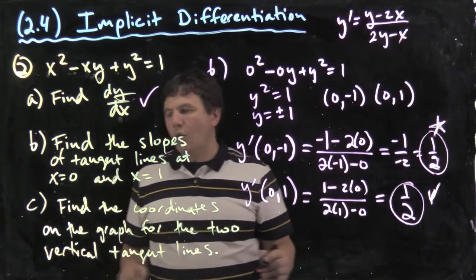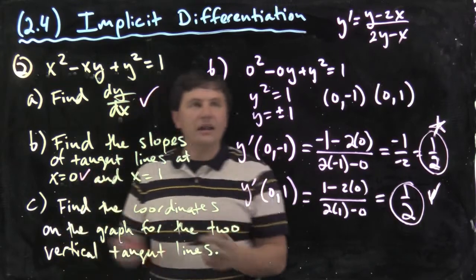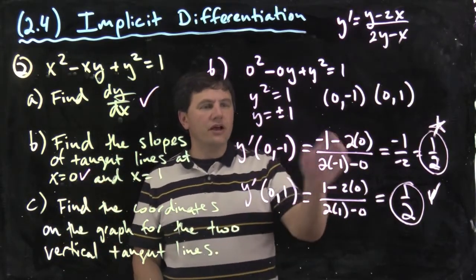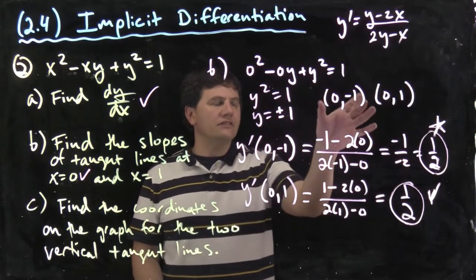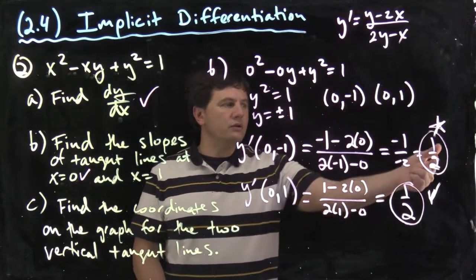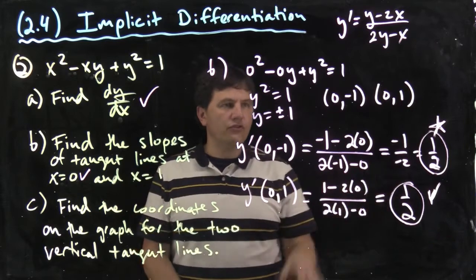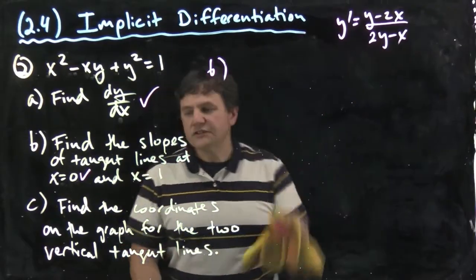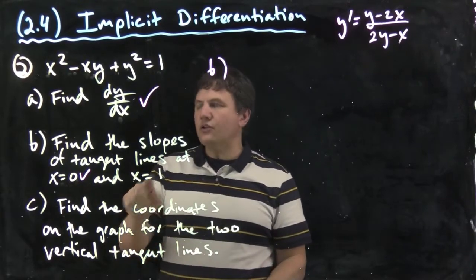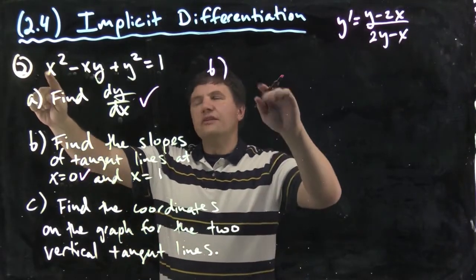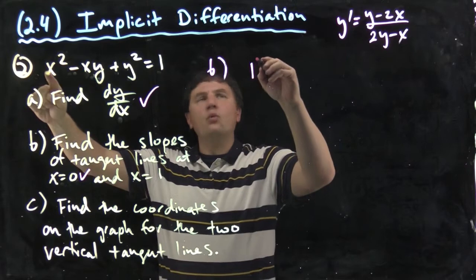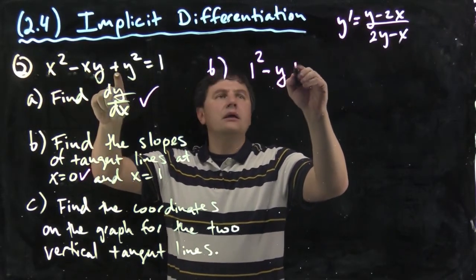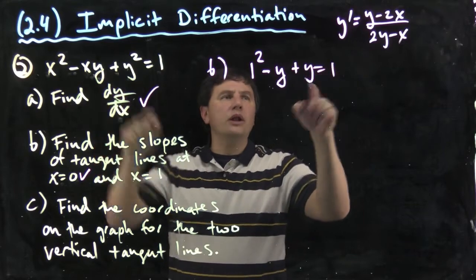Okay, so we're done with this one. Let's move on to x equals 1. We're still on part B. We just did the tangent lines for our 2 points where x equals 0: (0, -1) with slope 1/2, and (0, 1), which also was 1/2. Now let's do x equals 1. Everywhere I see an x, I'll plug in 1. So 1 squared minus 1 times y, that's going to be y, plus y squared equals 1.